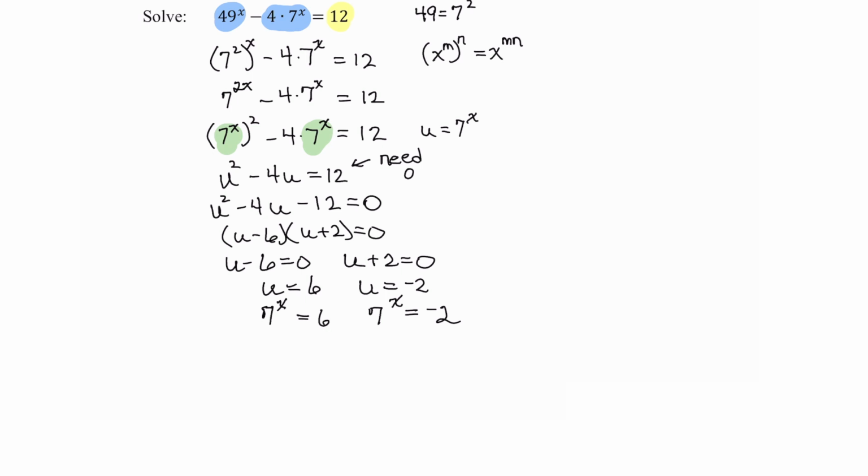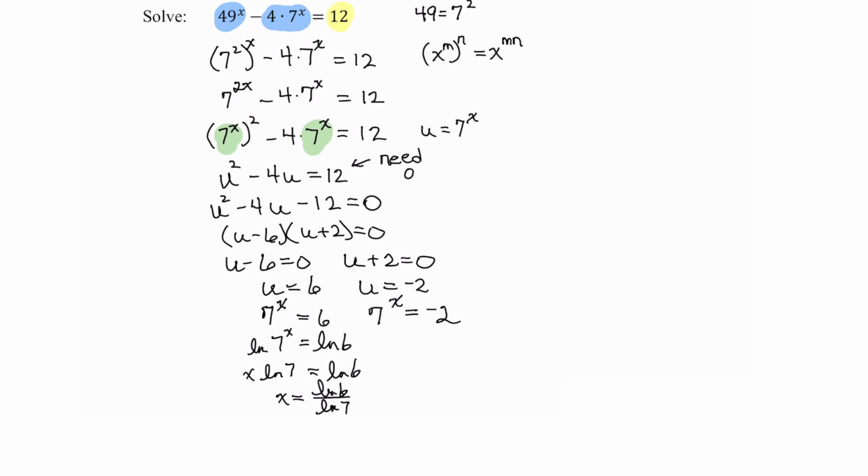and then solving for x we can use the natural log of both sides. So the natural log of 7 to the x equals the natural log of 6. Use our property of logarithms, which has us bring down the exponent. So I have x times the natural log of 7 is equal to the natural log of 6, and then dividing both sides by the natural log of 7, I get x is equal to the natural log of 6 divided by the natural log of 7.